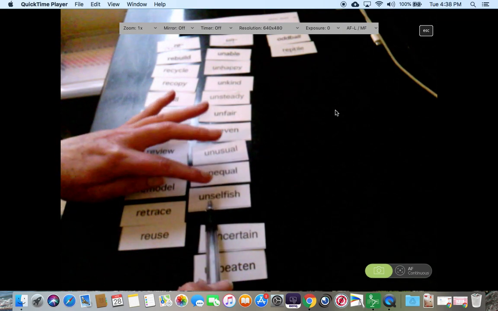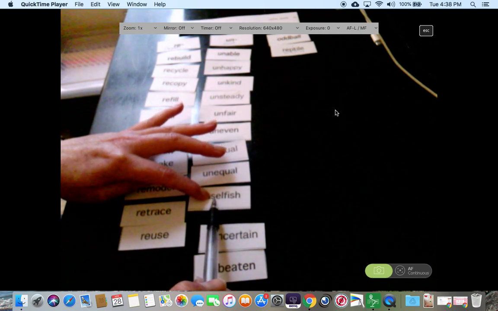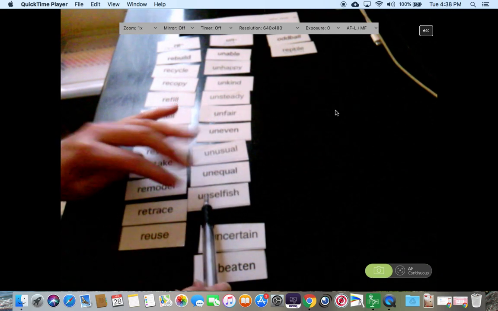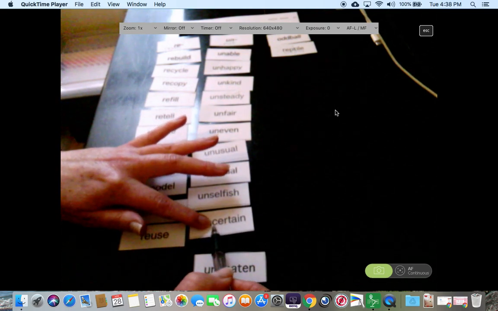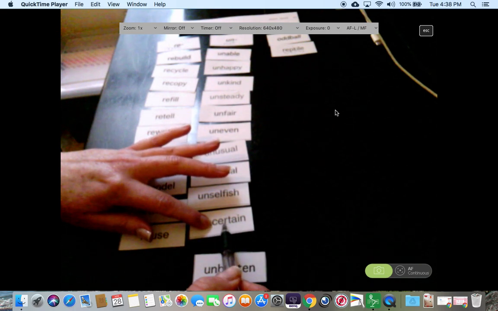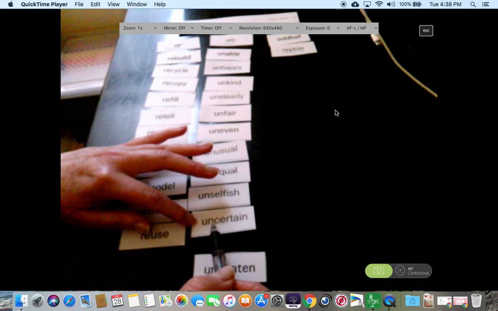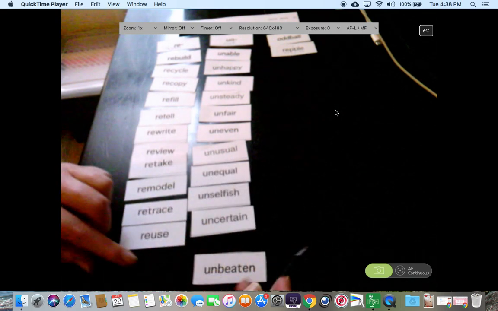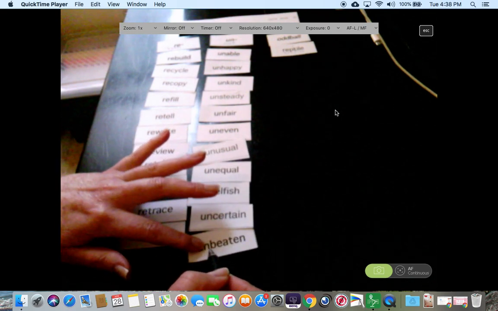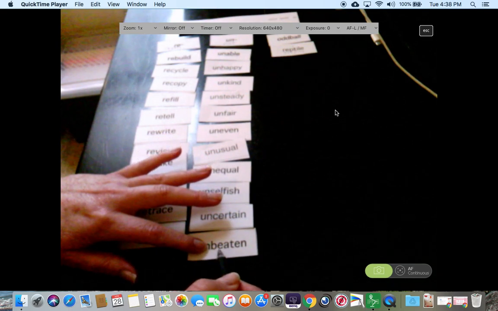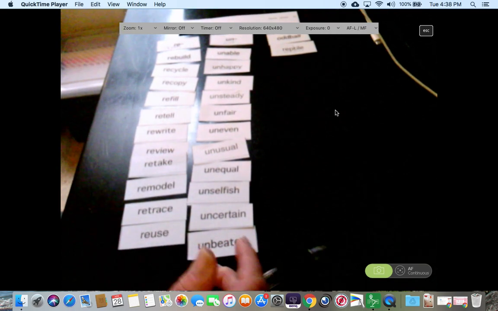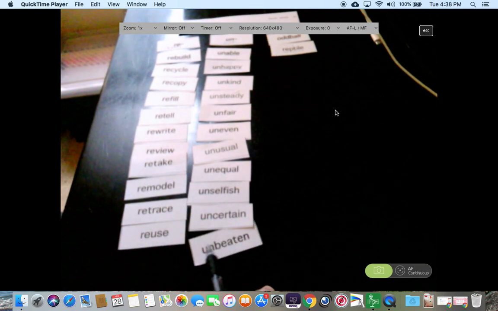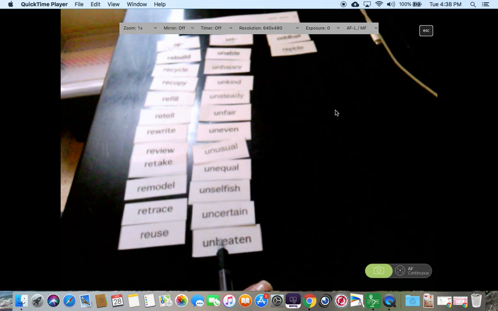Unselfish means that if selfish is your base word, it's the opposite of that, they're not selfish. Okay, so maybe they're a very kind and giving person. Uncertain, if our base word is certain, certain means that you know it. Uncertain means that you don't know or you're not sure about something. And unbeaten, if beaten is my base word, unbeaten must mean that it's not been beaten. So for example, my soccer team is unbeaten this season, meaning you've never been beat. You guys have won every game.